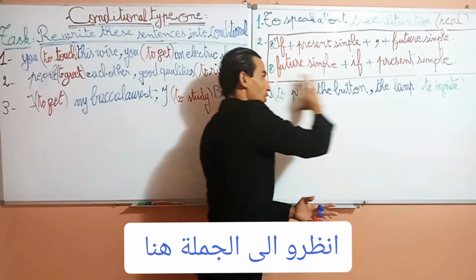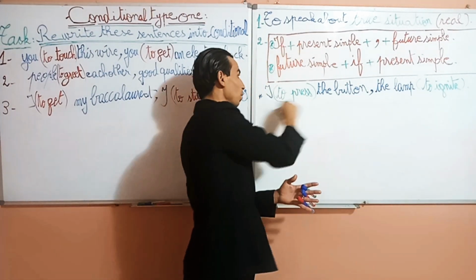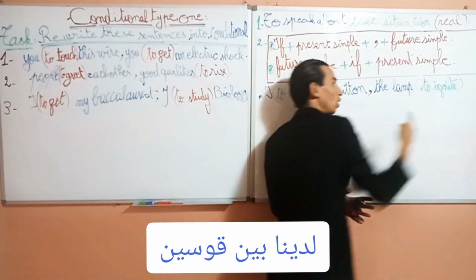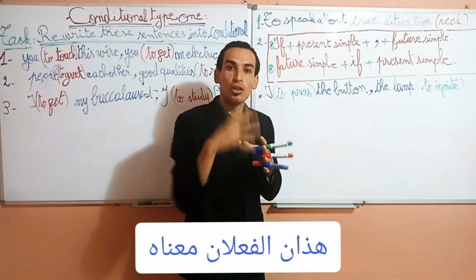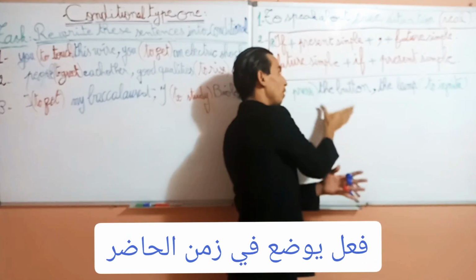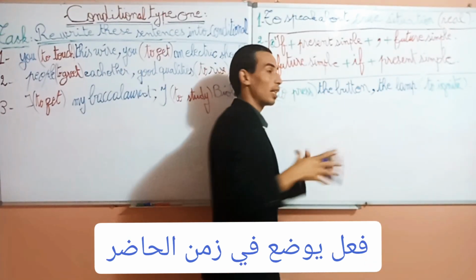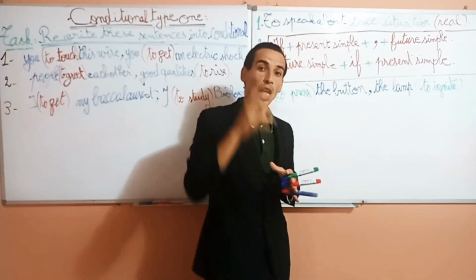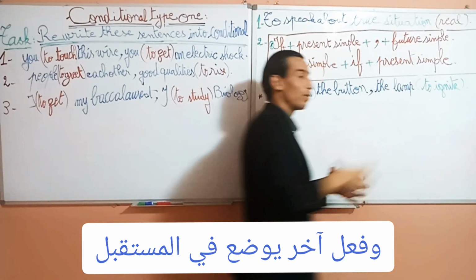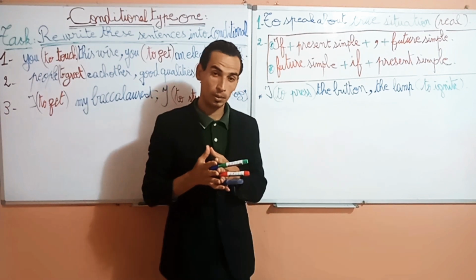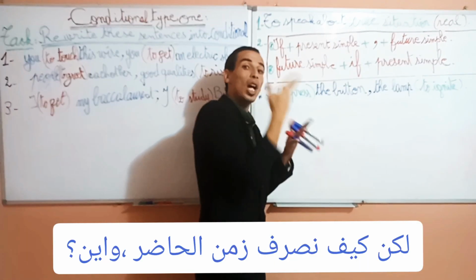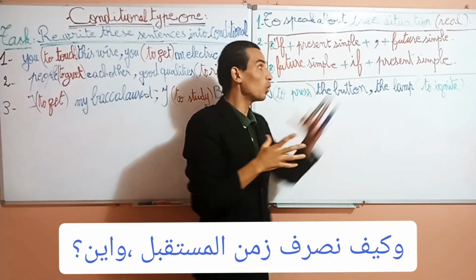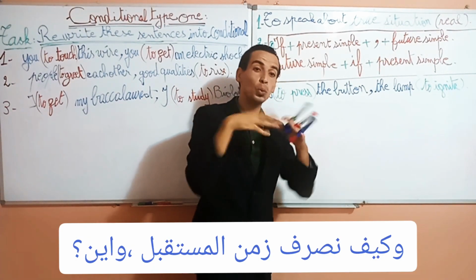Look at this sentence here. We have between the brackets two verbs. These two verbs means one verb is a present simple and another verb is a future simple. But how do we put the present simple and where? And how to put future simple and where?